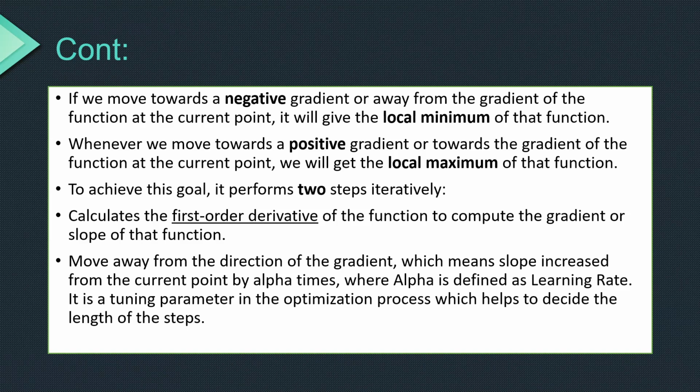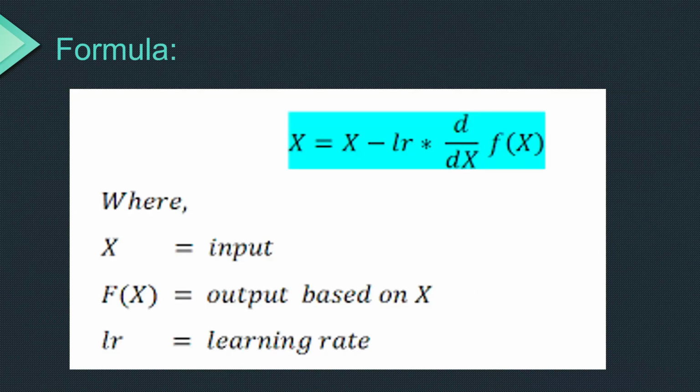In order to find the gradient descent, we have two steps. First one is calculating the first order derivative of that function and we need to compute the slope of that function. The second step is we need to add alpha, such that alpha is the learning rate. It should be the optimized value in order to provide us the local minimum point. The formula for the gradient descent is x equal to x minus alpha into derivative of f of x, where x is the input and alpha is the learning rate and dy by dx is the first order derivative of the function.